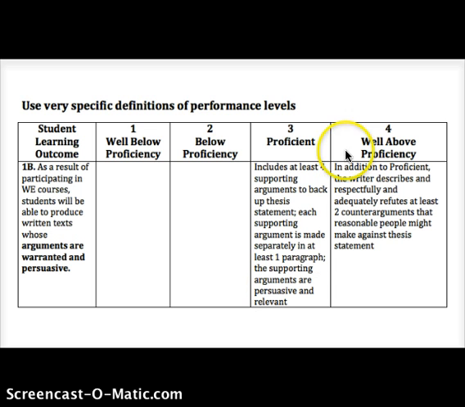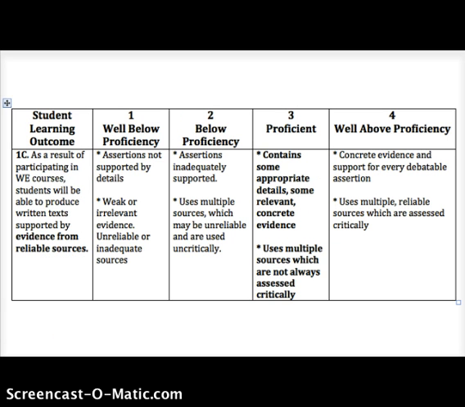And then I go in to fill in well above proficiency, where I say, in addition to proficient, the writer describes and respectfully and adequately refutes at least 2 counter-arguments. So that's asking the student to go above and beyond to get to be well above proficient. I would also go on to define for my students what below proficient is and what well below proficiency is.